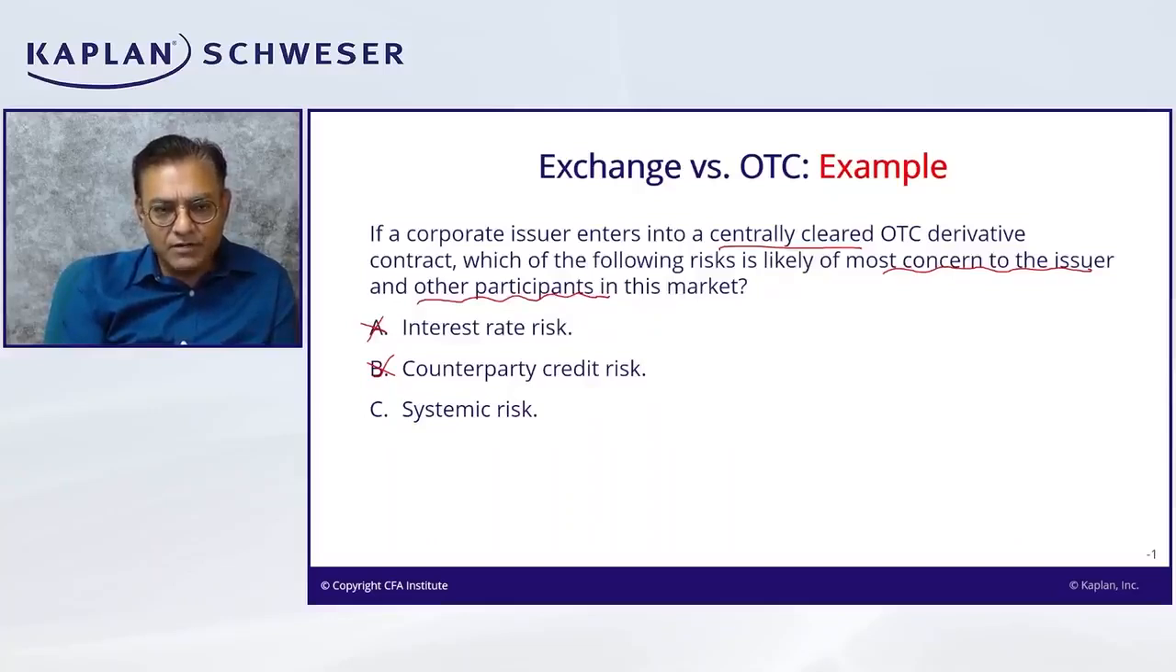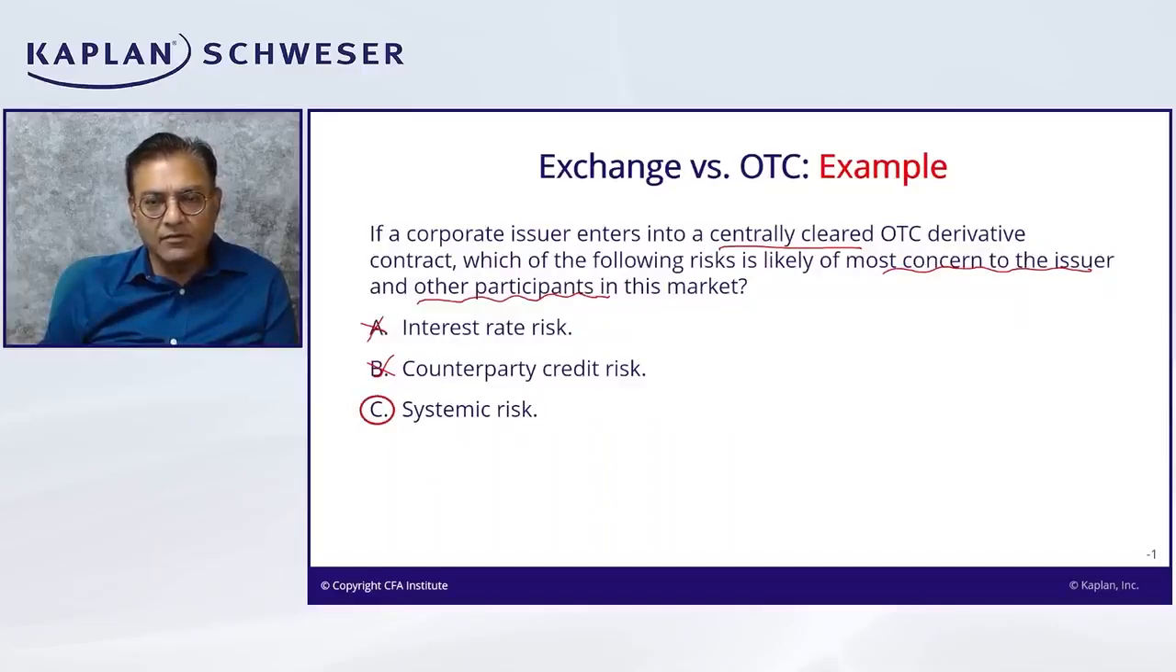However, the concern that remains is that of systemic risk, meaning the CCP is unable to manage the risks it is taking with respect to diverse parties in that OTC platform. So systemic risk is the one that still remains even when it is centrally cleared, and that risk needs to be managed by the CCP.